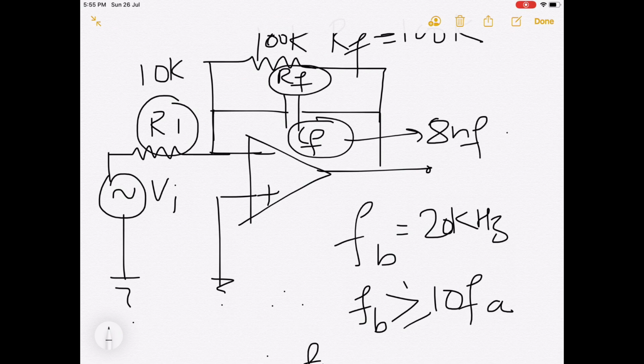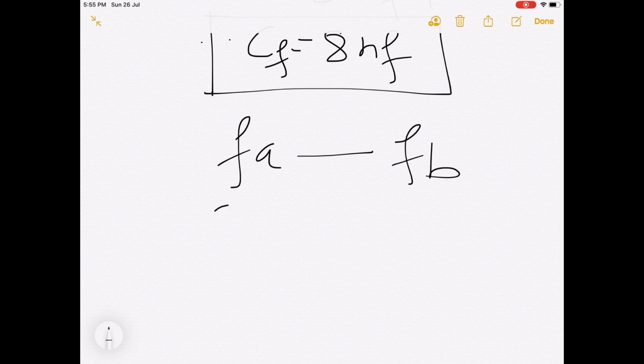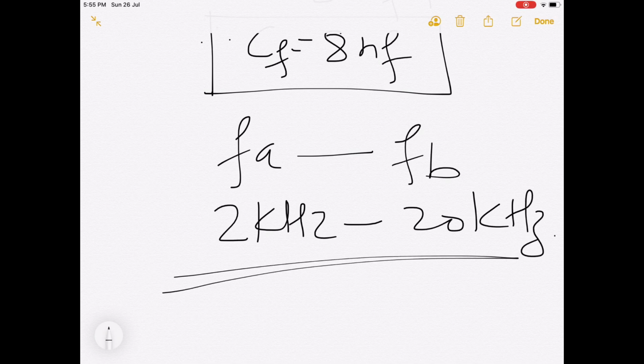If you put these component values, then true integration will take place from FA to FB, that means from 2 kilohertz to 20 kilohertz, okay. This is the meaning of this sum, okay.